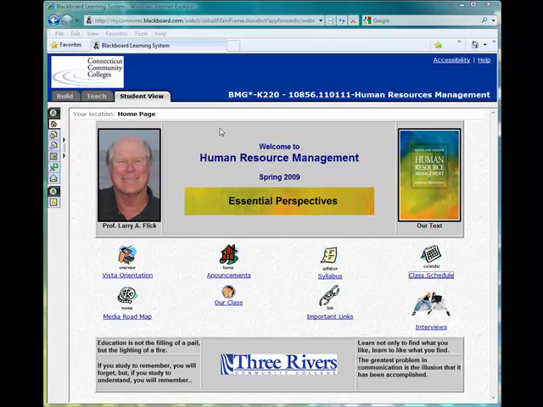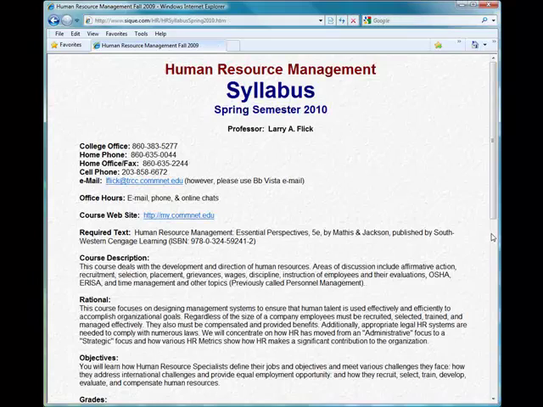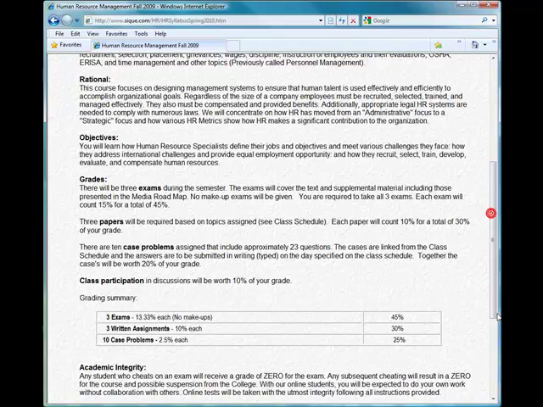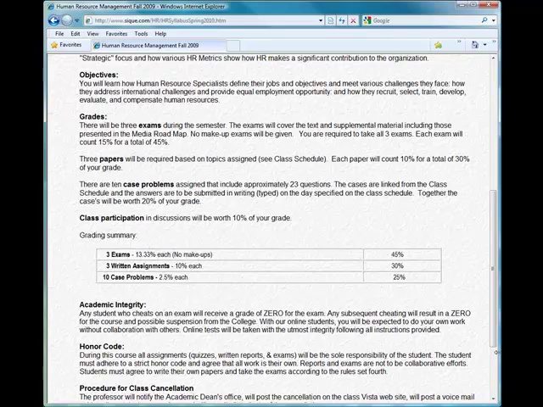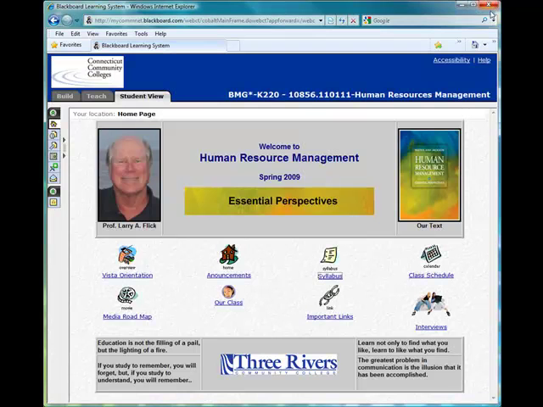The next one is the syllabus. Let's click on that, and we'll scroll down here and take a look at the grading summary. Basically what this outlines is there are 3 exams that count 45% of your grade, 3 written assignments counting 30% of your grade, and 10 case problems counting 25% of your grade. Those are the rules of the game, and it's important that you keep this in mind. You can review the syllabus further at a later time.